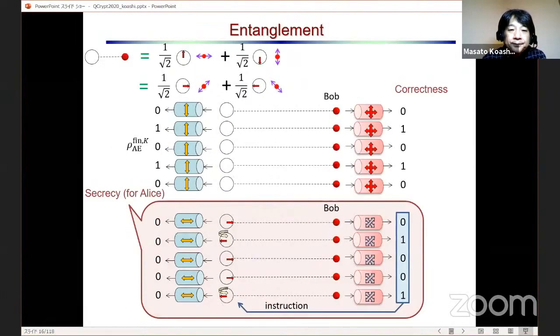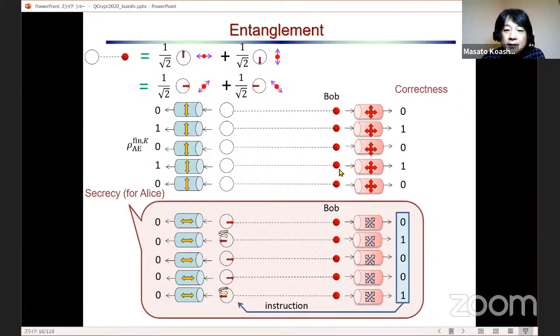Now, let us introduce entanglement. Suppose that Alice's qubit here is entangled to Bob's photon in this maximally entangled state. Then if Bob makes a measurement to distinguish these two polarizations here, then surely Bob would obtain Alice's final key here. So the protocol achieves correctness.